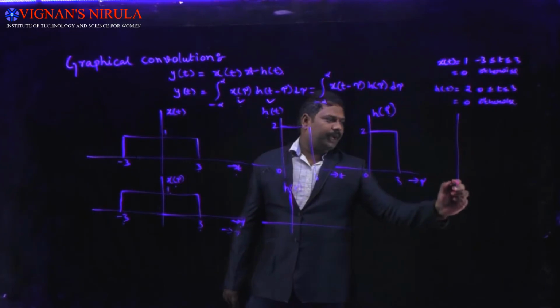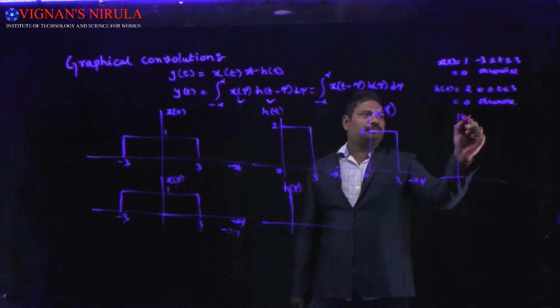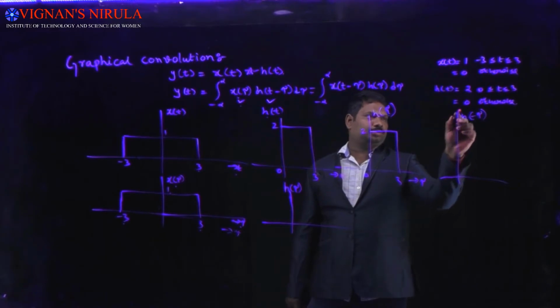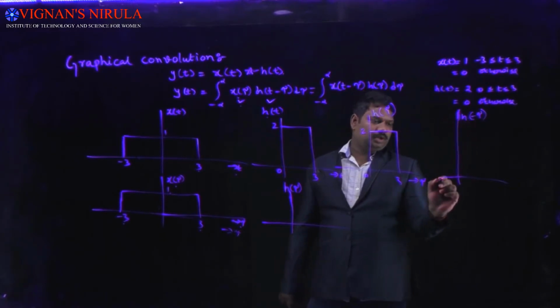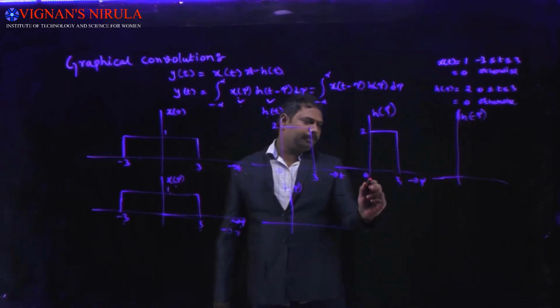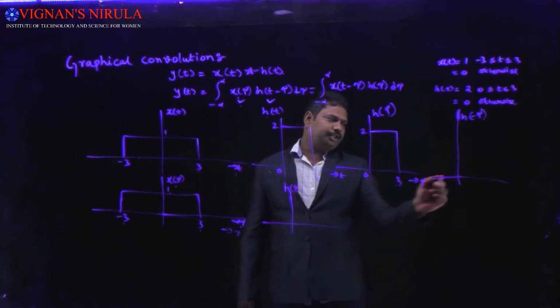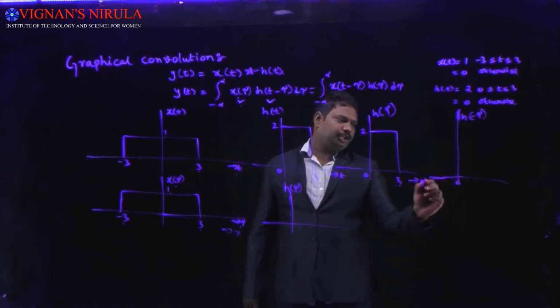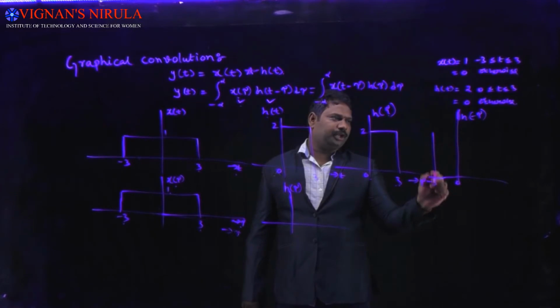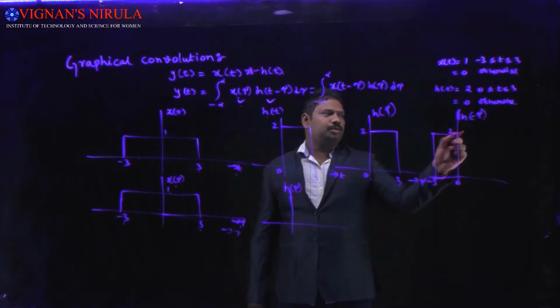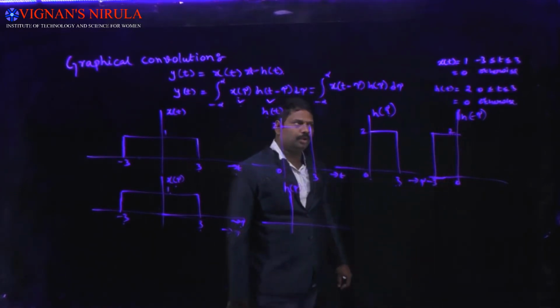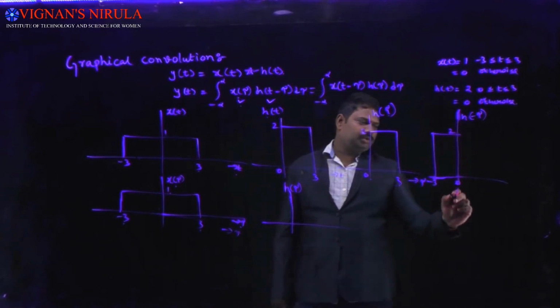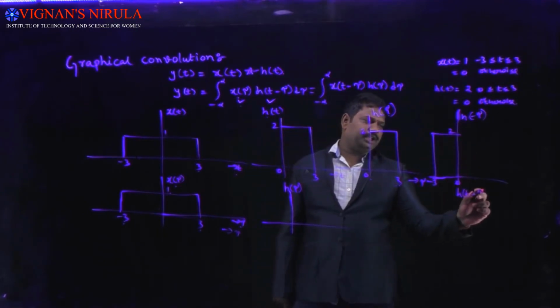And the next step is h of minus tau. Whatever is present in the positive side will be shifted to the negative. That's why from 0 to minus 3 it will have the amplitude as 2, which is h of minus tau. And the next is h of t minus tau.